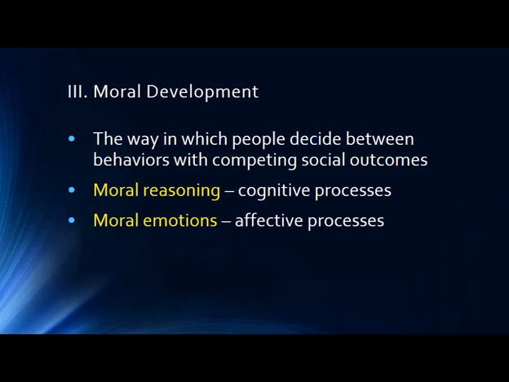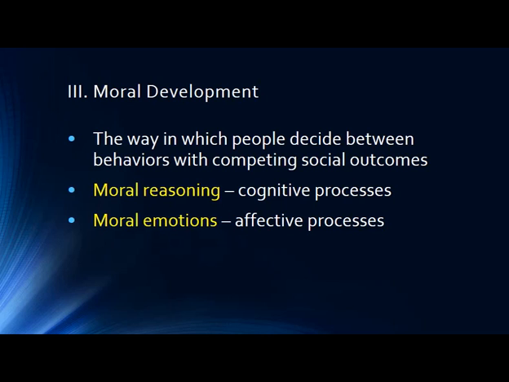Now we're going to get into Kohlberg's moral reasoning stages. When we're talking about moral development, we're basically talking about the way in which people come to their conclusions in moral dilemmas, with competing social outcomes. We're not necessarily talking about the answer to a moral dilemma, but the way in which children arrive at the answer.